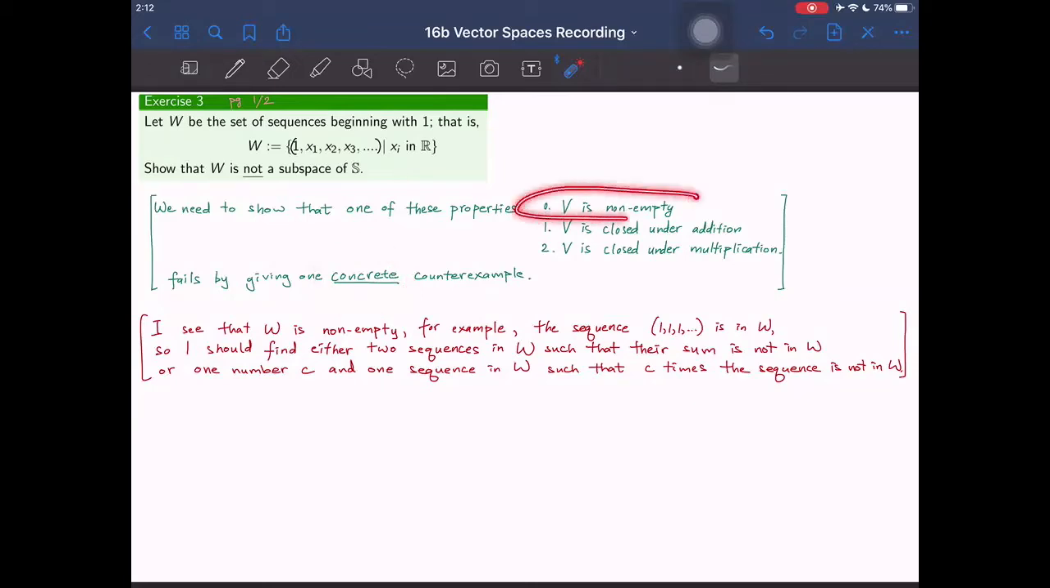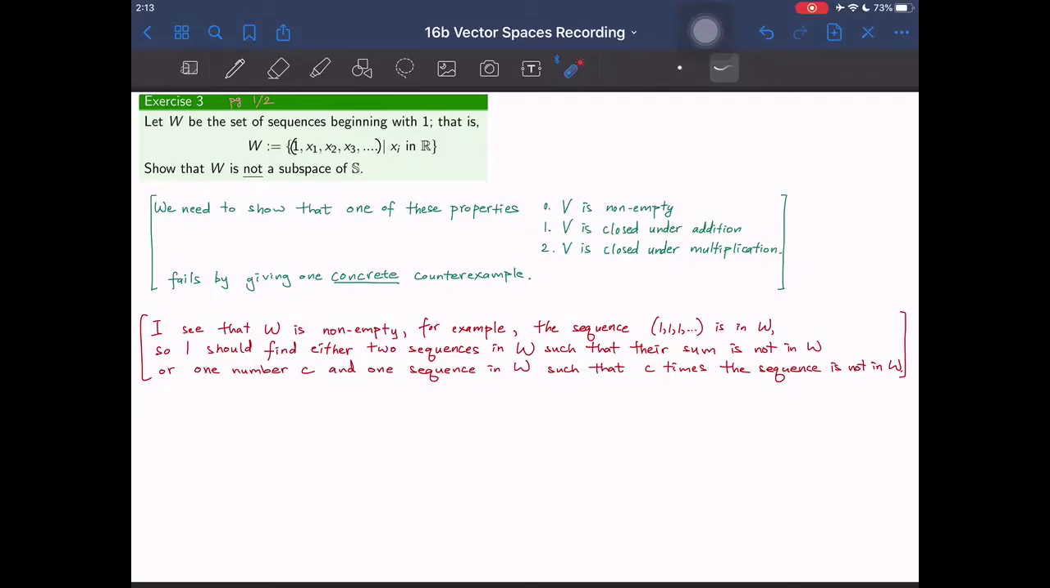Let's look at this first property. I see that W is non-empty because, for example, the sequence of all ones is in W. So I wouldn't be able to have a counterexample here. So what I should do is find a counterexample for either 1 or 2. I should find either 2 sequences in W so that their sum is not in W, and that will be a counterexample for property 1. Or I should find one number C and one sequence in W so that the number times the sequence is not in W. And that would show that the second property fails.